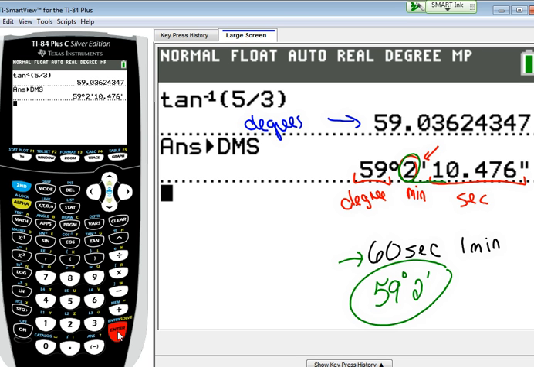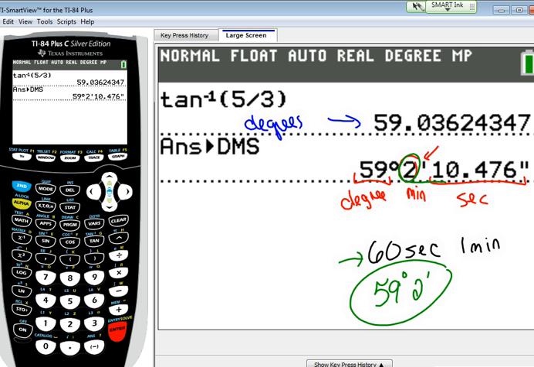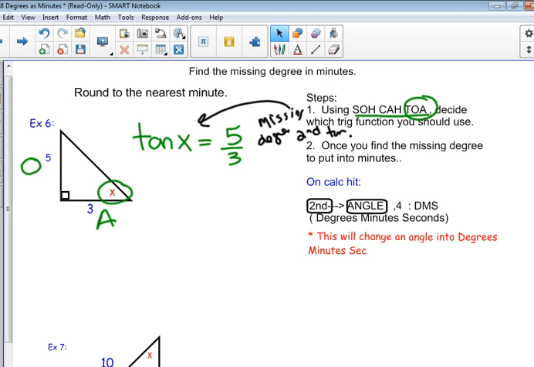You guys will see what I mean, I think. This is 90 degrees. Okay. Alright, so let's try the next one.